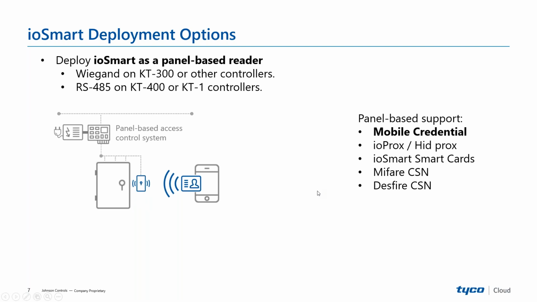One of the benefits of the panel-based scenario is that you can also use your proximity cards. You could also use your smart cards, your ioSmart cards. And you could also use MIFARE and DESFire CSN and other smart cards that are not ours, as long as you use the non-encrypted side, which is the CSN. The benefit of this is you can use the multi-tech reader to be able to use ioProx and the Prox legacy. So you have an easy migration path from one setup to another.